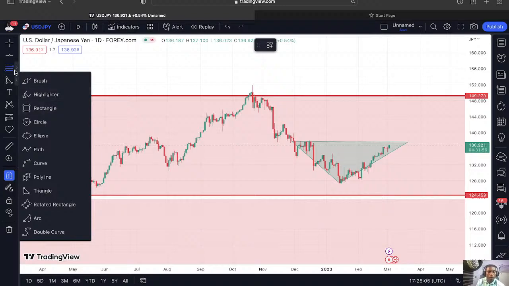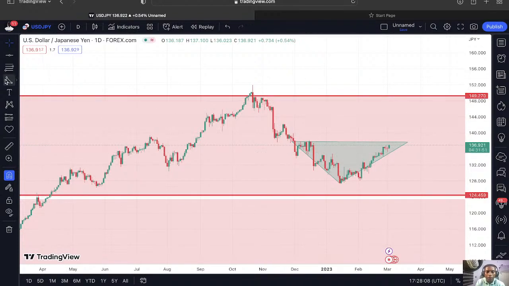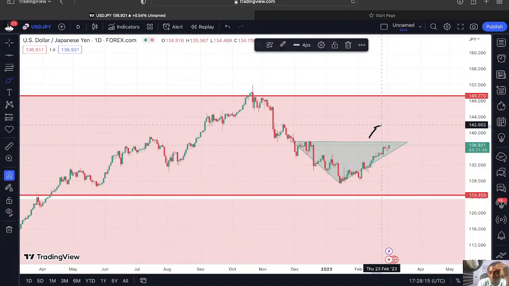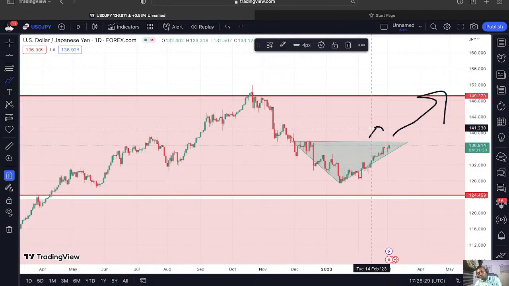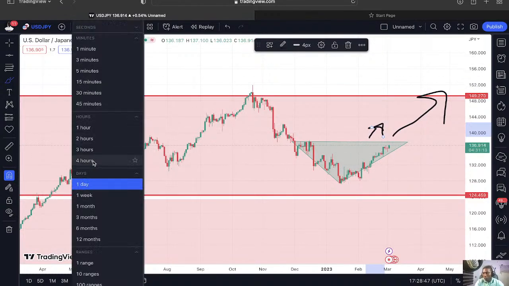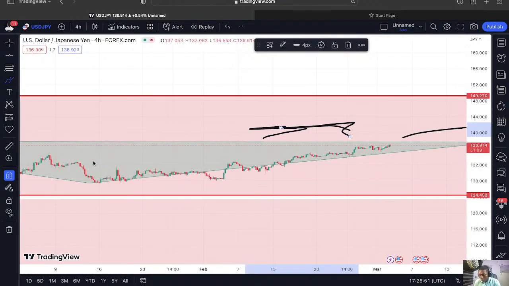Here we're waiting for price to break out. Only when price breaks out, that's when you can buy. But if it does not break out, you should not have any business with buying. So let's look at the 4 hours.